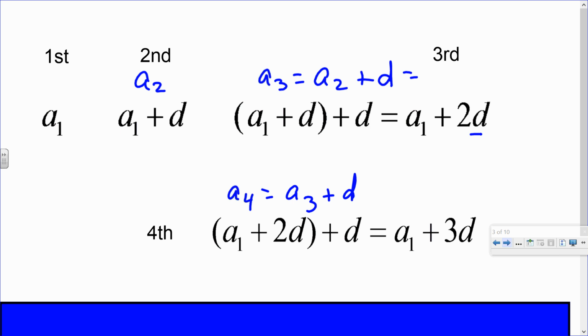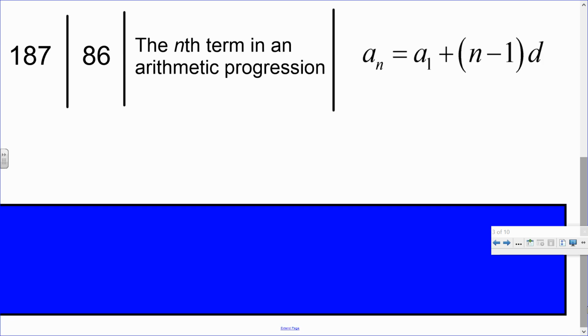So the way that we can write that, mathematically speaking, is the nth term, An, is the first term plus 1 less than the term number times D. And that will make our lives much easier for some of the homework problems that we will be working.